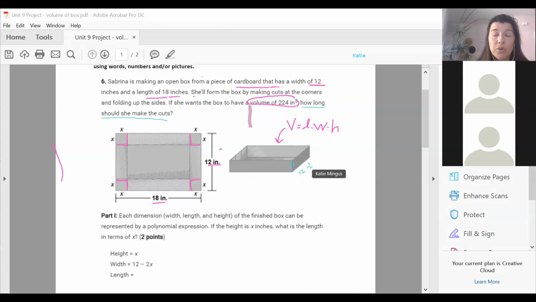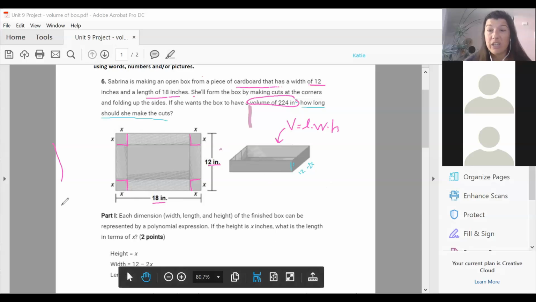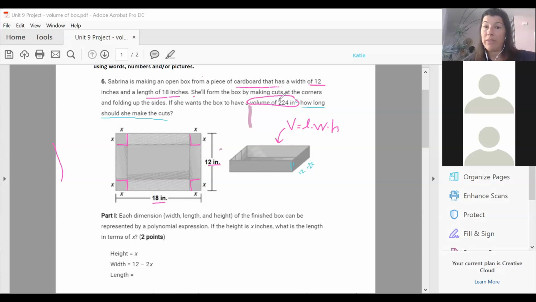So the length is not going to be 12. The maximum the width will be is 12. The maximum the length will be is 18, but we don't know what they are. And that's actually what we're going to be doing in this project, figuring out what the dimensions of our box are that end up with the volume that we need. Okay, so this worksheet lays out the steps to go. So let's look at part 1.